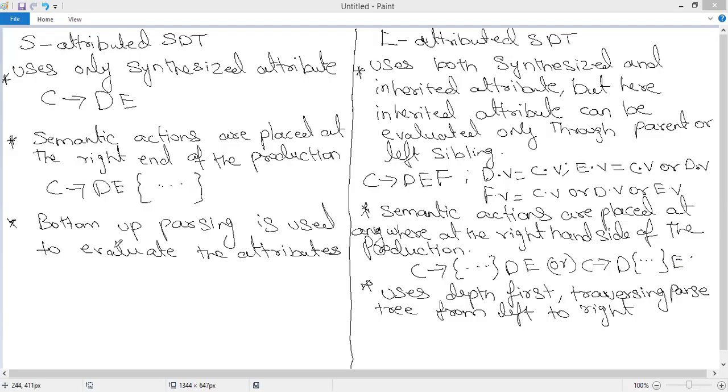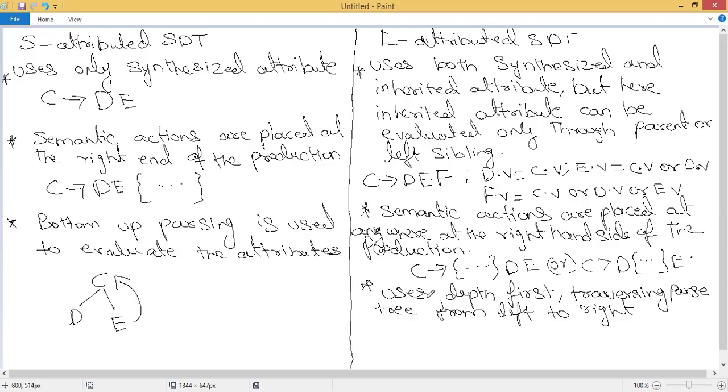And the last one is that S attributed SDT uses bottom-up parsing for evaluating the attributes. For example, if you have the production rule C tends to D and E, in order to identify the value of C, you have to evaluate the child nodes. First, the leaf nodes will be evaluated and the values will go up to the root. So S attributed SDT uses bottom-up parsing.